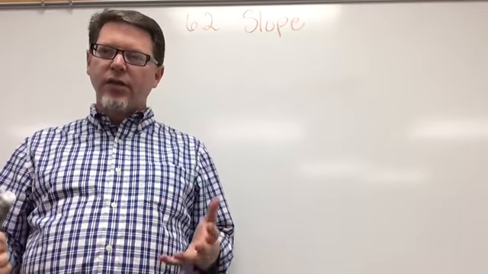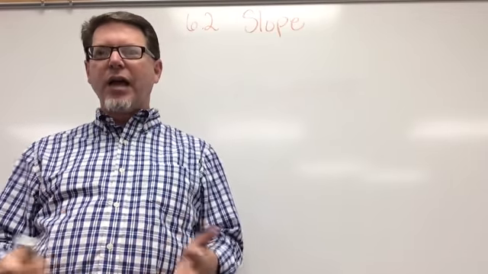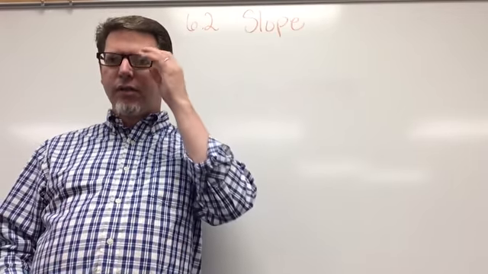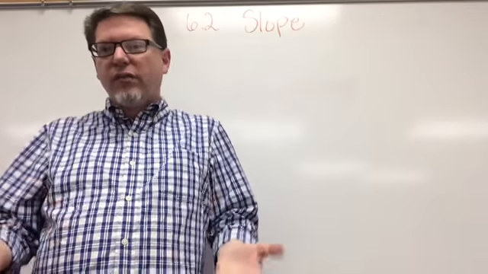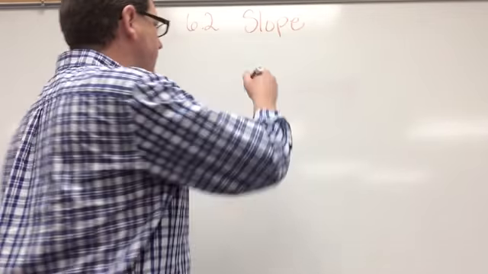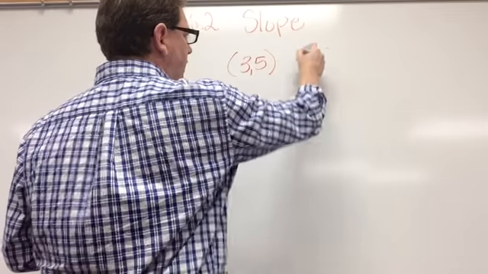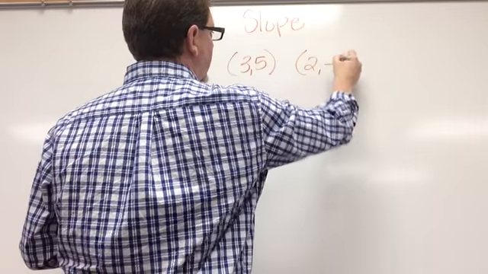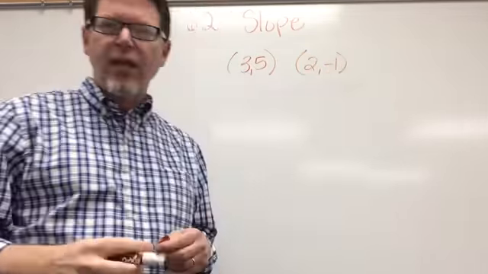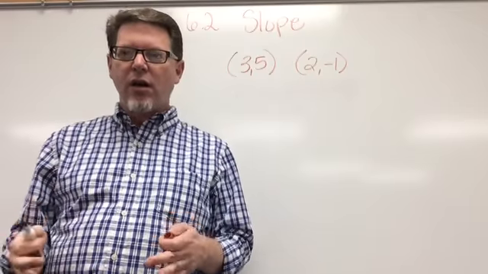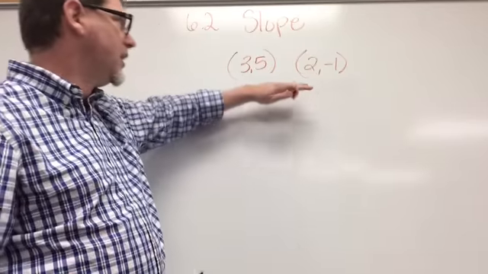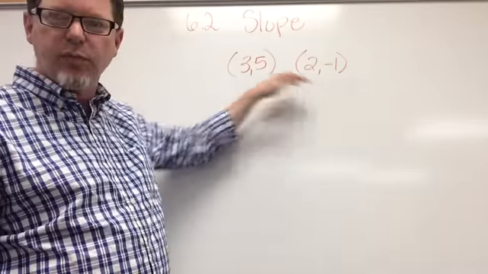Now there's also another way to find slope if we're not given a graph. Let's say, for instance, we're given a table, or we're given 2 points. And so I'm going to say we're given the points 3, 5 and 2, negative 1. And so they want to know, what is the slope of the line that passes through these 2 points?